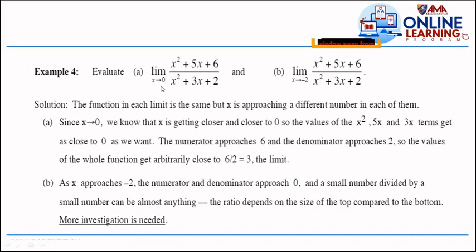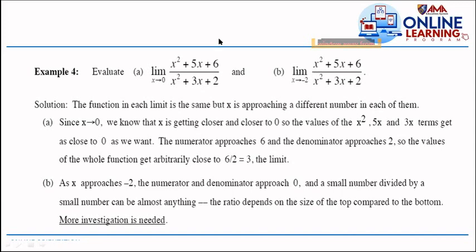So first, we have a solution for letter A. Sabi niya, since x approaches 0, we know that x is getting closer and closer to 0. So the values of the x squared, 5x, and 3x terms get as close to 0 as we want. The numerator approaches 6 and the denominator approaches 2. So the values of the whole function get arbitrarily close to 6 over 2, which is equal to 3, the limit. So paano po siya nakuha?